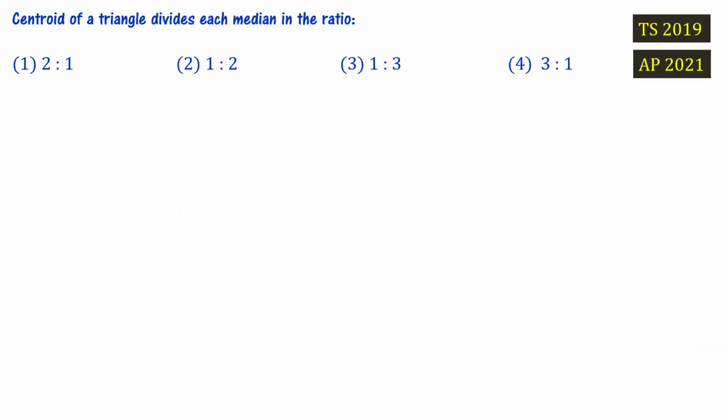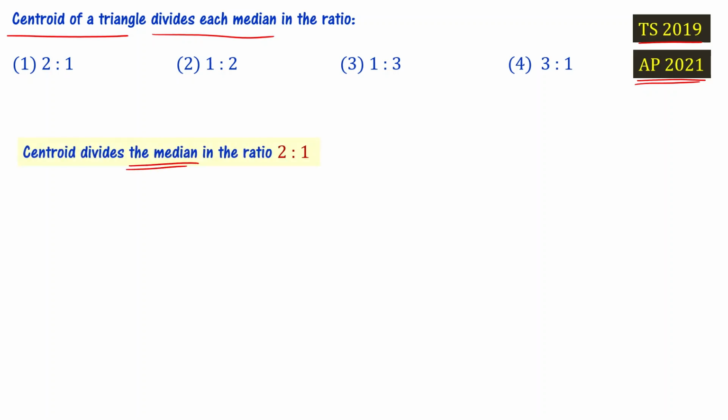In what ratio the centroid of a triangle divides each median అని అడిగారు. ఇది తెలంగాణ పాలిసెట్ 2019లో ఇచ్చారు, ఏపీ పాలిసెట్ 2021లో కూడా ఇచ్చారు. We know that the centroid of a triangle divides a median of a triangle in the ratio 2:1. So choice 1 is the right answer. You should know this. లేకపోతే ఈ క్వశ్చన్కి ఆన్సర్ చేయలేం మనం. Okay, centroid divides the median in the ratio 2:1. Please note this.